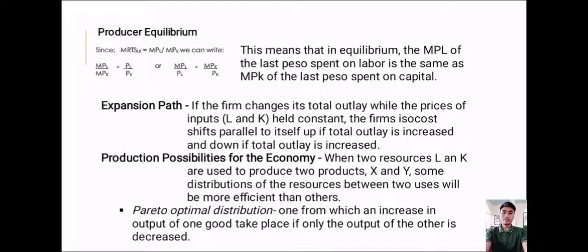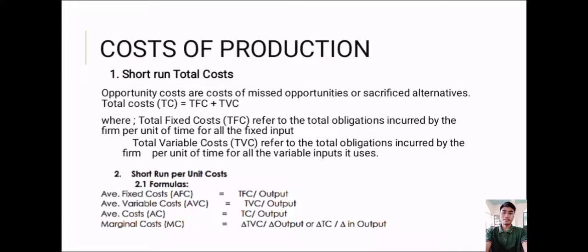Production possibilities for the economy. When two resources, L and K, are used to produce two products, X and Y, some distributions of the resources between the two uses will be more efficient than others. So, Pareto optimal distribution: one in which an increase in the output of one good takes place only if the output of the other is decreased. So cost of production, short run total cost.